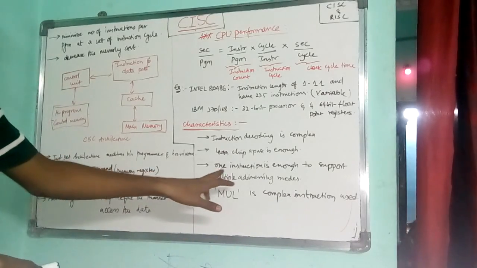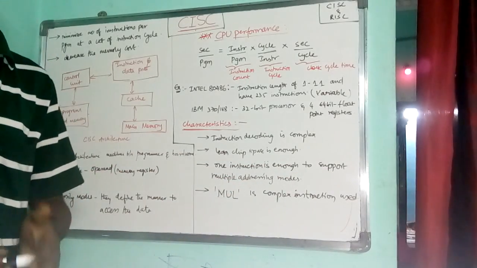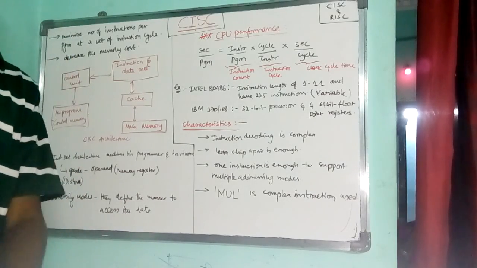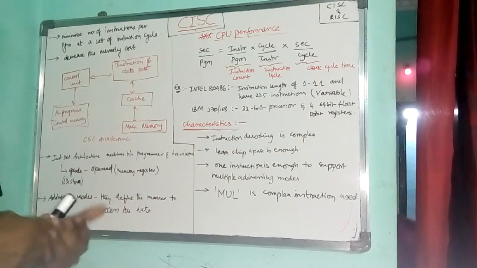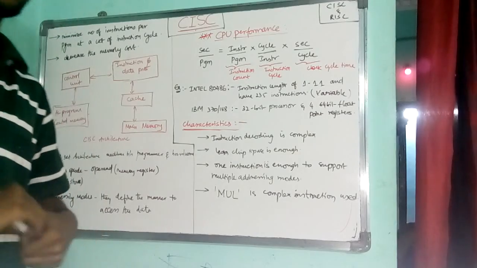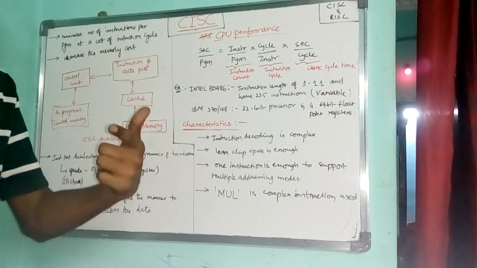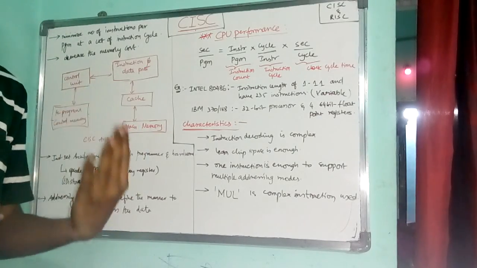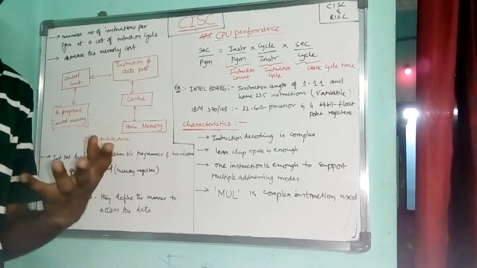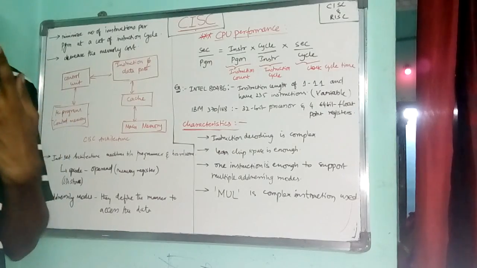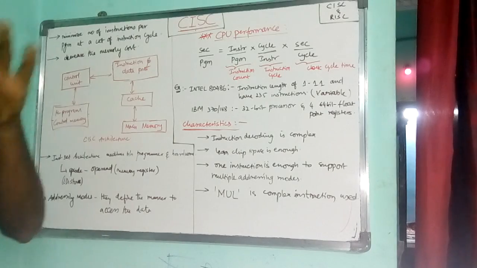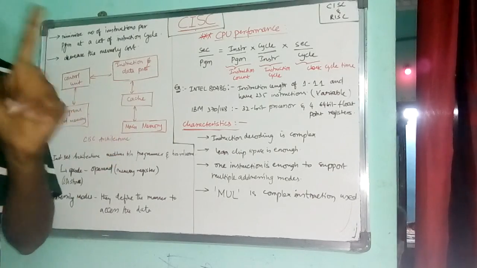Next, one instruction is enough to support multiple addressing modes. Here we use multiple addressing modes and multiple instruction formats under one instruction. Suppose there are 4 instructions: one can be index addressing, one can be indirect addressing, one can be direct addressing, and another can be register mode addressing. It can be any type of addressing mode, but we use all these modes under one instruction.